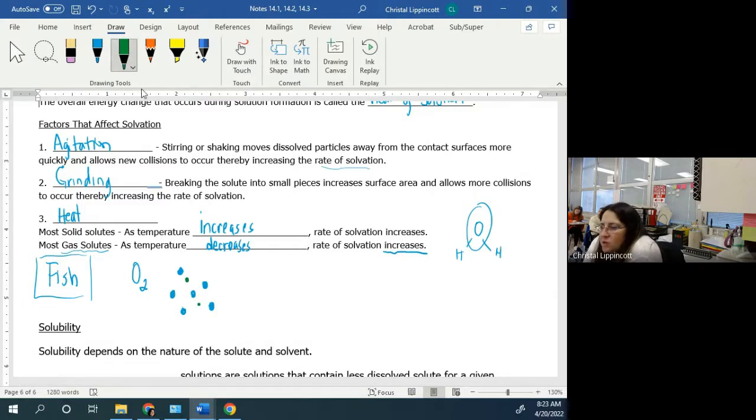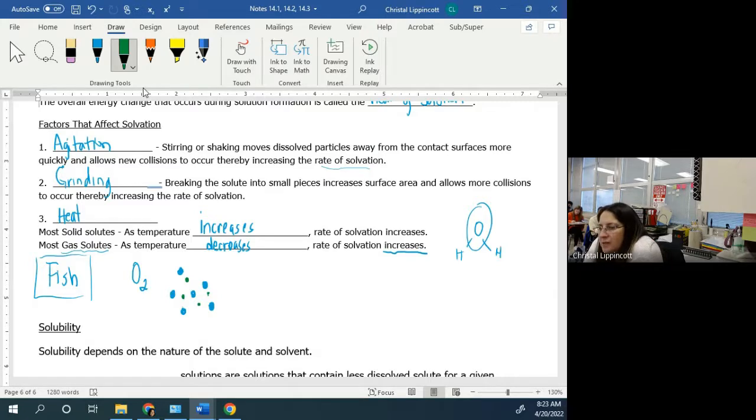This is also why if you have a fish tank, you typically will have a thing that's bubbling in, like the water runs through it and it kind of bubbles in air. Okay, that's so that the fish can have oxygen to breathe in that water.